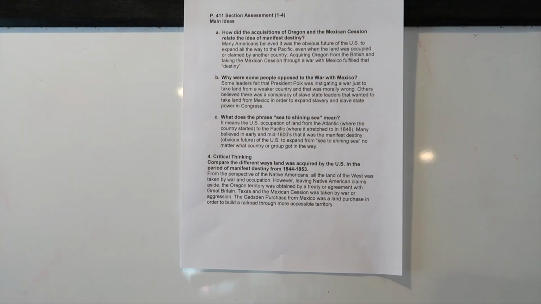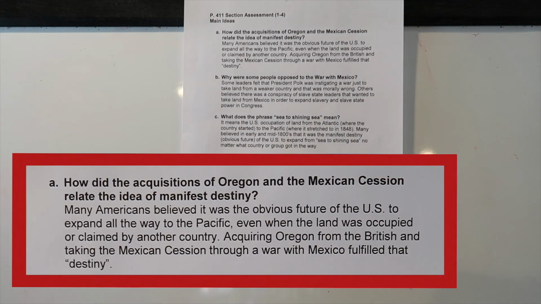Okay, and now we get to the main ideas and for the extension question about critical thinking. So the first question on there is how it talked about, and we went over this when we looked at the book, but Oregon is also part of Manifest Destiny, even though it wasn't something that is part of the map or anything I'm going to ask you to do. But how do the acquisitions of Oregon and the Mexican Cession relate to the idea of manifest destiny?